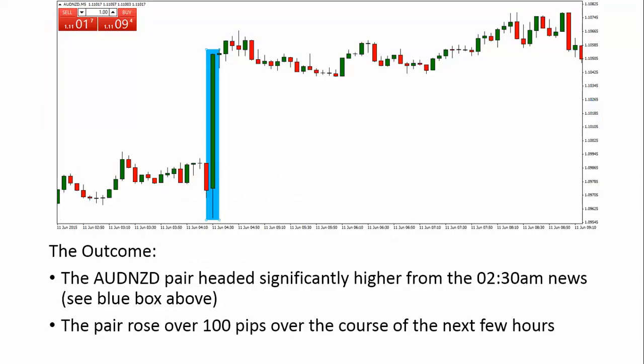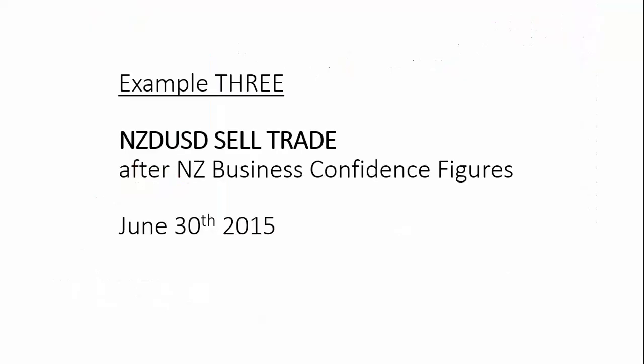So let's have a look at the chart at the time. The candle is the 5-minute candle highlighted by that blue box. And as we can see, the Aussie-Kiwi currency pair headed significantly higher from the 2:30 news, again London time. The pair rose over 100 pips over the course of the next few hours. Again, very one-directional movement. We want to get into that trade as soon as the news is released so we can maximize our gains from that trade.